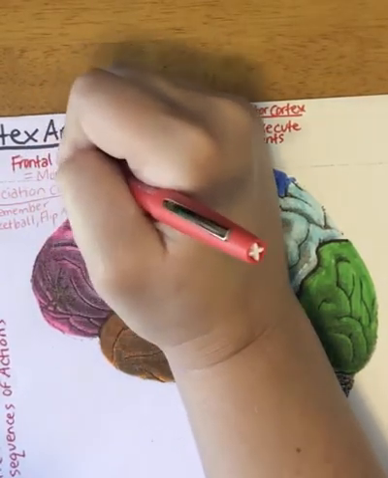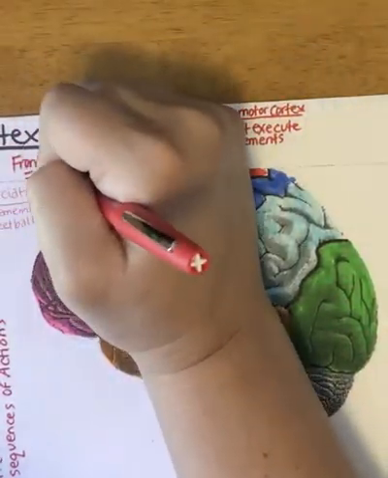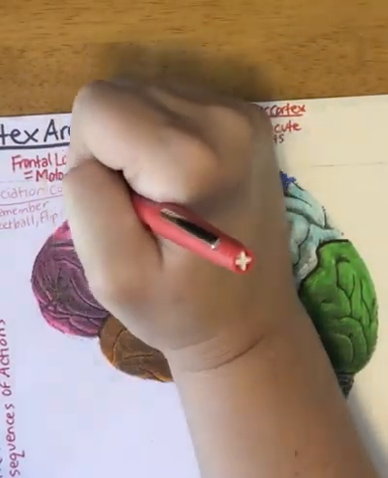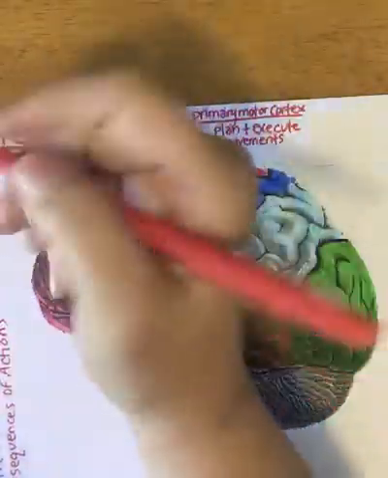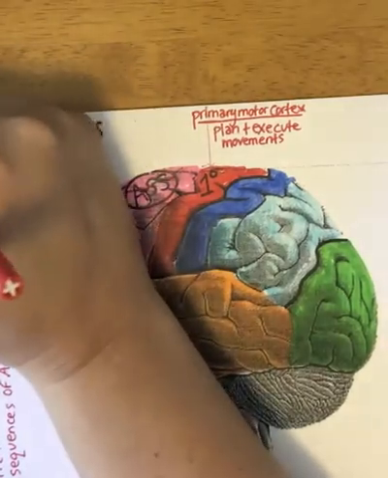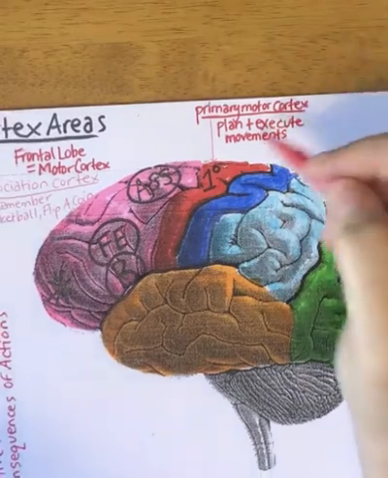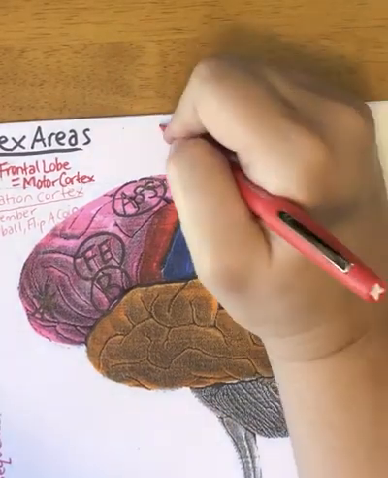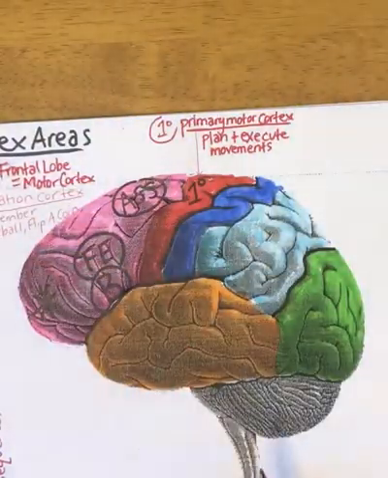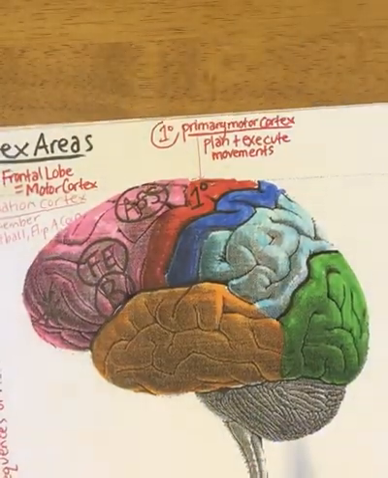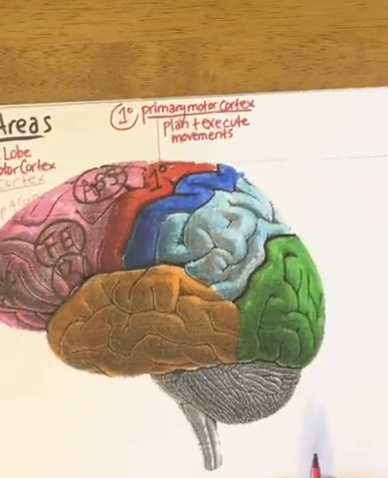I'm rewriting over these for you guys. Primary motor association is located just in front of the primary motor cortex. It is muscle memory. I'm not going to write that one. All right, so now we're going to move on to the parietal lobe, which is blue.